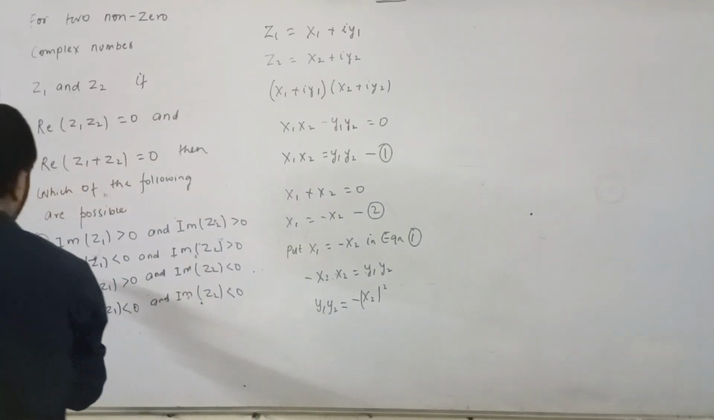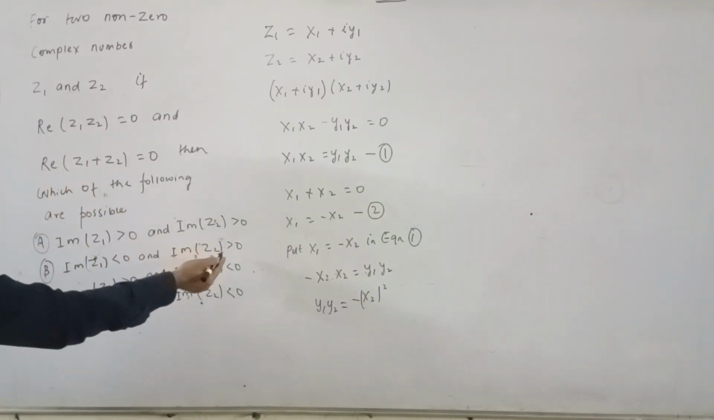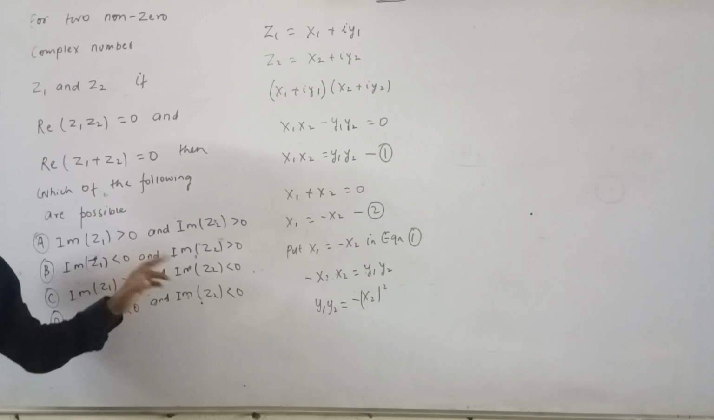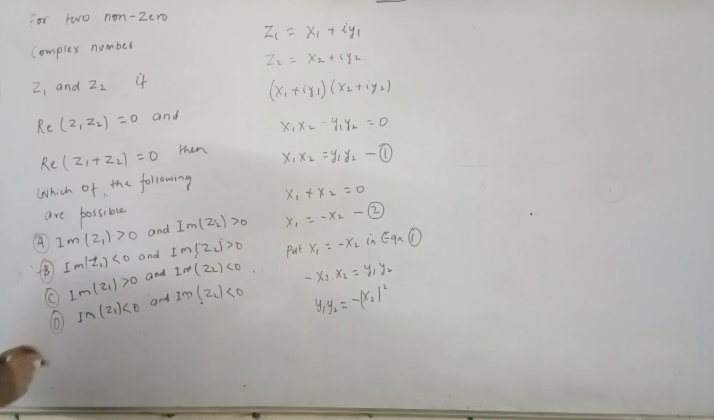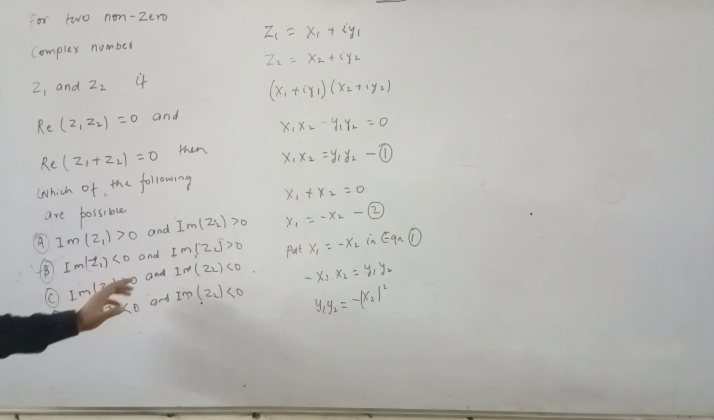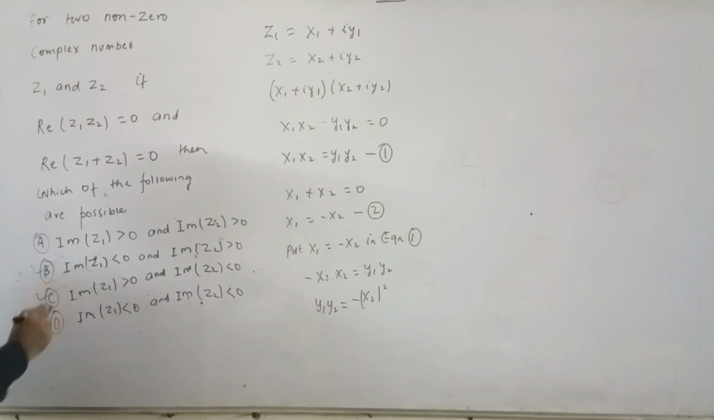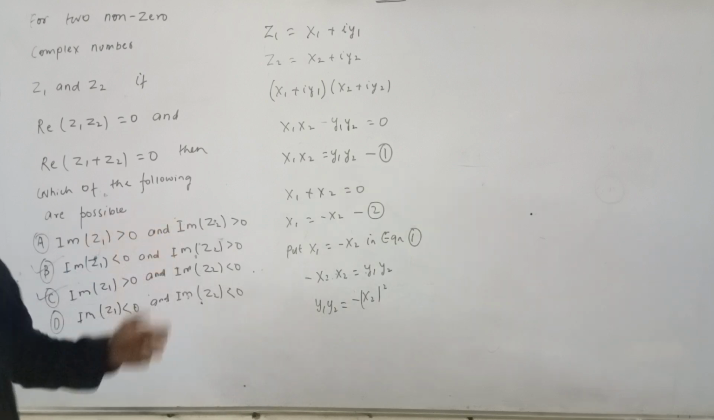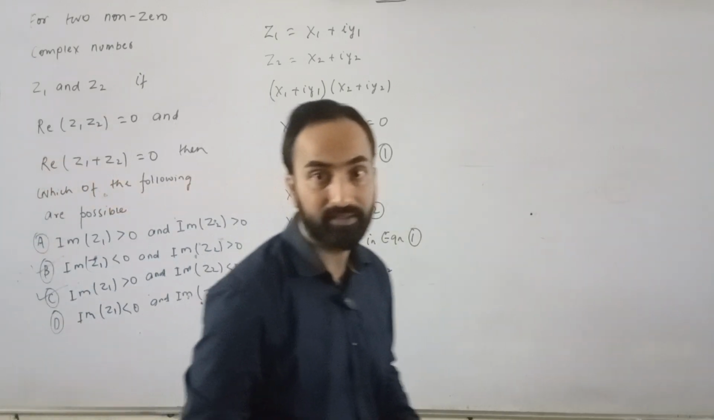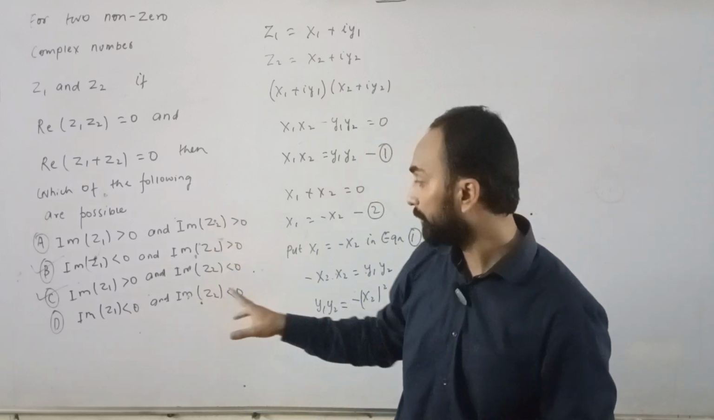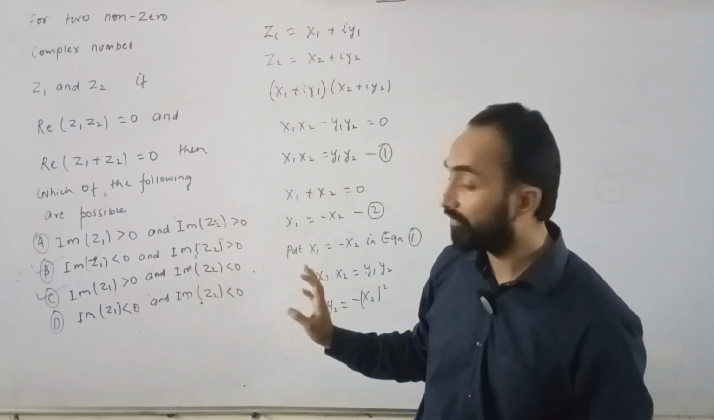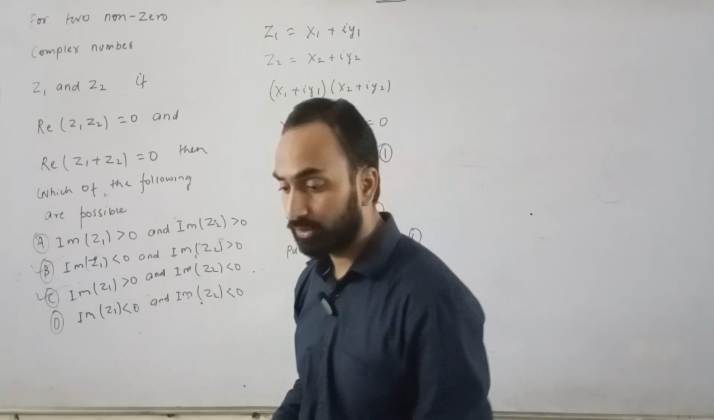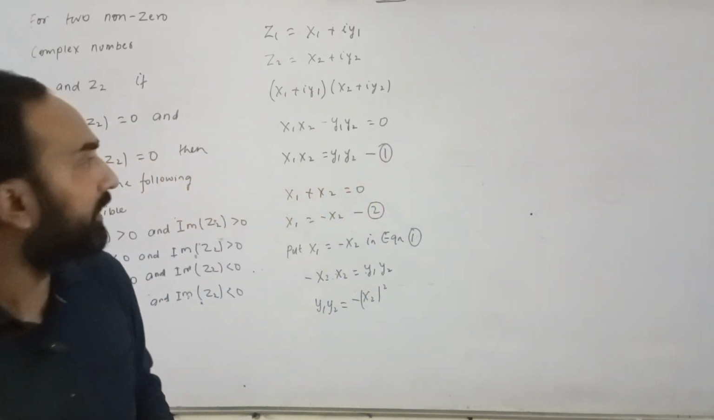Imaginary part of Z1 is less than 0 and imaginary part of Z2 is greater than 0. So it is an alternating condition, so that will be valid. Next, imaginary part of Z1 is less than 0 and imaginary part of Z2 is less than 0. That is also valid, because one of them is greater than 0 and one of them is less than 0. Then we can get the multiplication sign, and here we will get the negative sign, correct? So I think that is that.